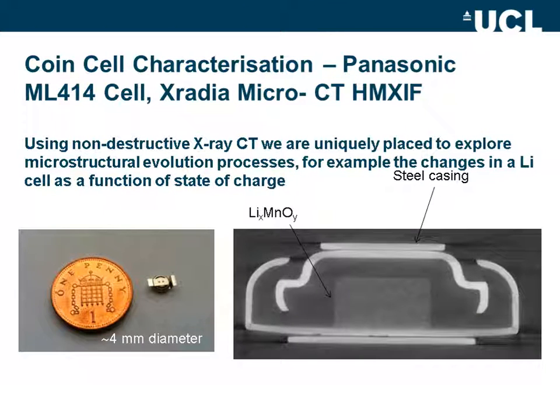If we take a look at the methodology, we took this Panasonic ML414 cell, which has a manganese-based cathode material. Again, you can see the cross-section from the grayscale image that we reconstructed using the Xradia Versa instrument. The micro-CT that we were able to conduct here gave us sufficient detail of the electrode microstructure that we were able to track its evolution as a function of the state of charge of the battery, whether charged or discharged, and as a function of the lifetime of the battery. And of course, that lifetime issue is super important when we're looking at devices that are powering pacemakers.